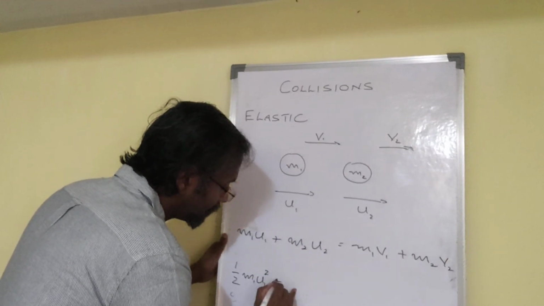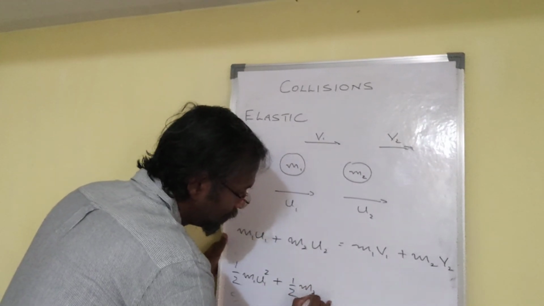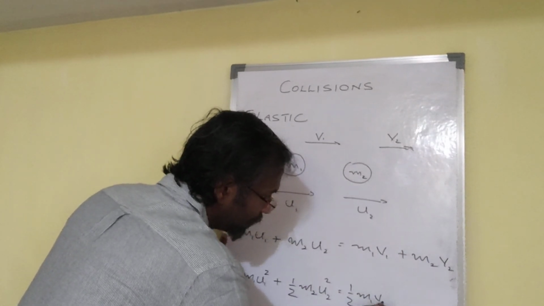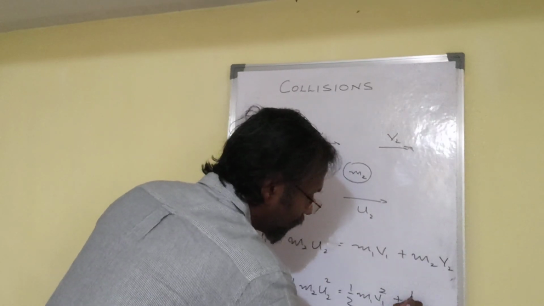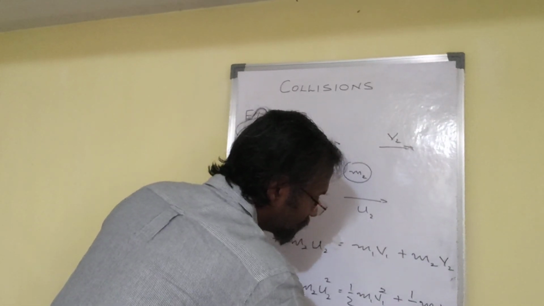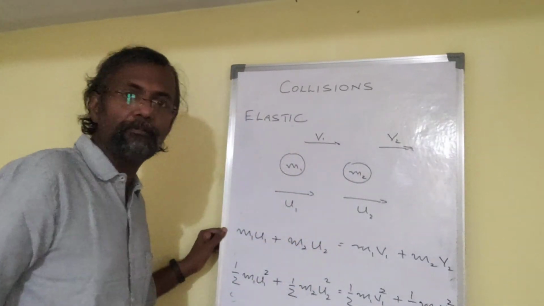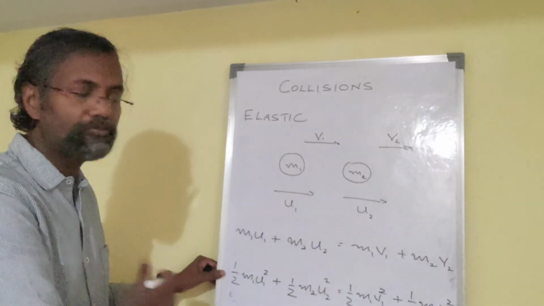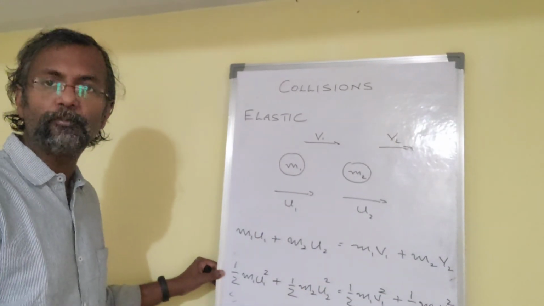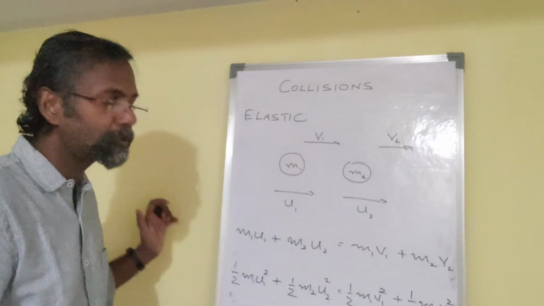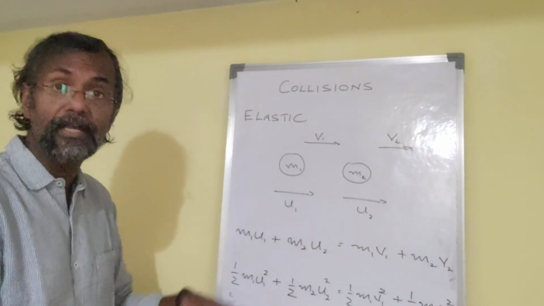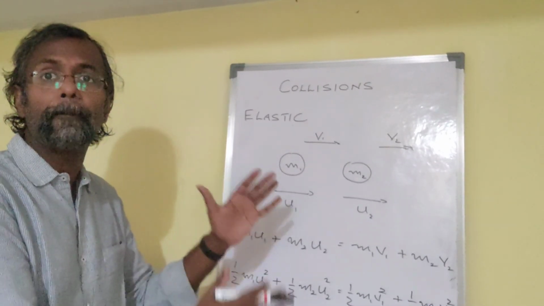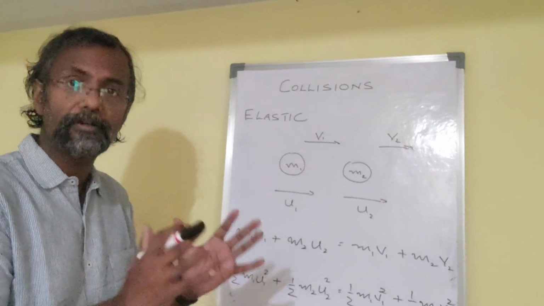1 by 2 m1 u1 squared plus 1 by 2 m2 u2 squared is equal to 1 by 2 m1 v1 squared plus 1 by 2 m2 v2 squared, right? This is equation number 1 and this is equation number 2. Using these two equations, two unknowns and two equations, you can solve for v1 and v2, right? So this is a scenario where you use both equations to solve it. And remember, this scenario is an elastic collision, where the kinetic energy before the collision and after the collision is conserved, okay?